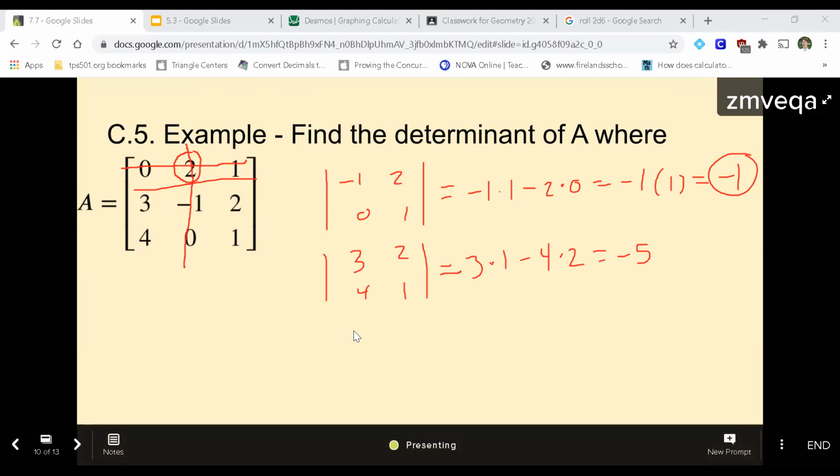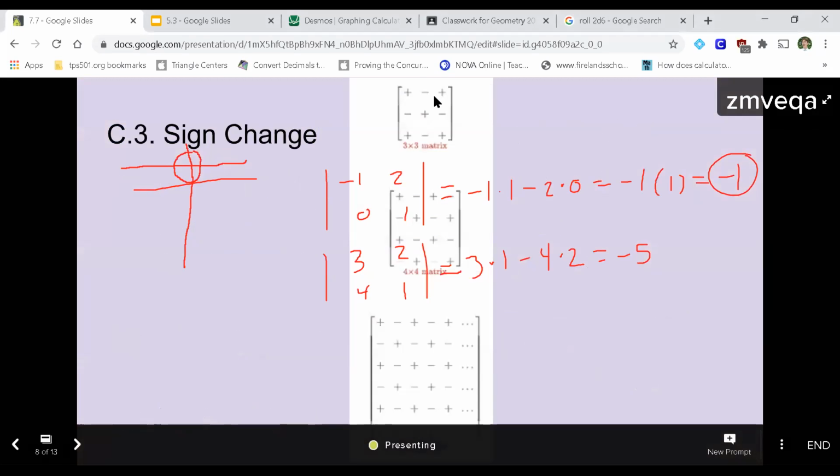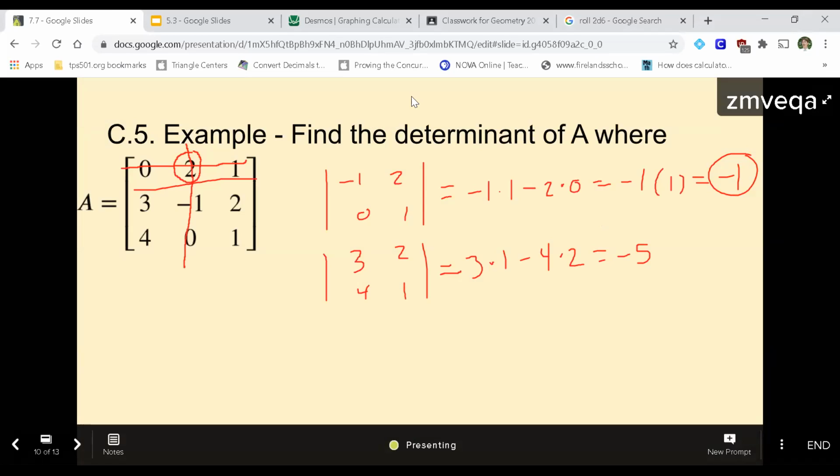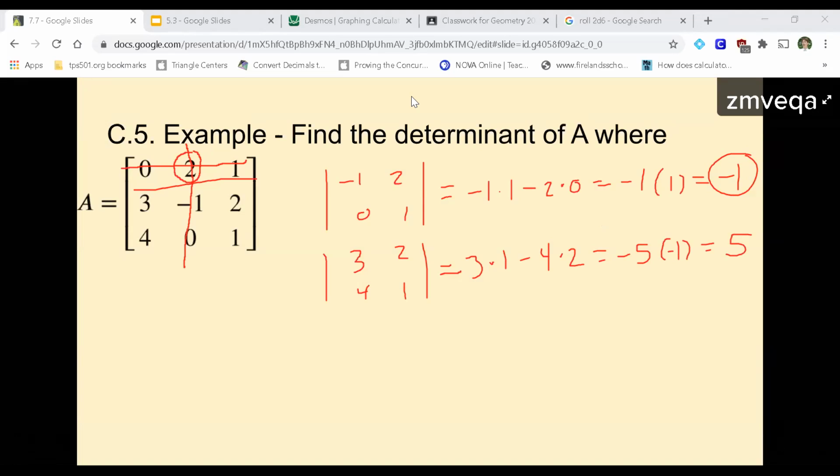Now we multiply it by the sign change. Okay, so if I look this time, this spot has a negative here. So I need to multiply this by -1. And that'll make it +5.